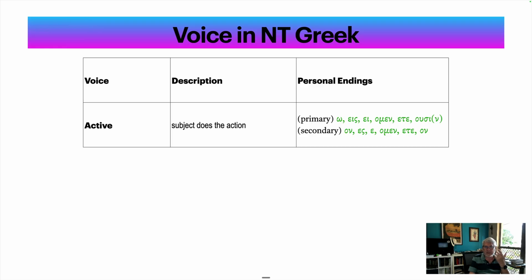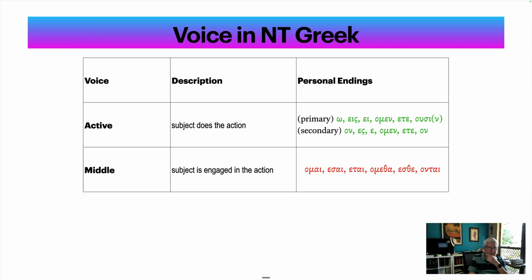So if it's active, as we've already said with English, the subject is the one doing the action, and there are two sets of personal endings. One we're fairly familiar with now, o, eis, a, omen, ete, usi, and there's a secondary set of endings which we've noticed for things like imperfect and second aorist that are on, es, e, omen, ete, on. Okay, and verbs that are built in that way are active voice.